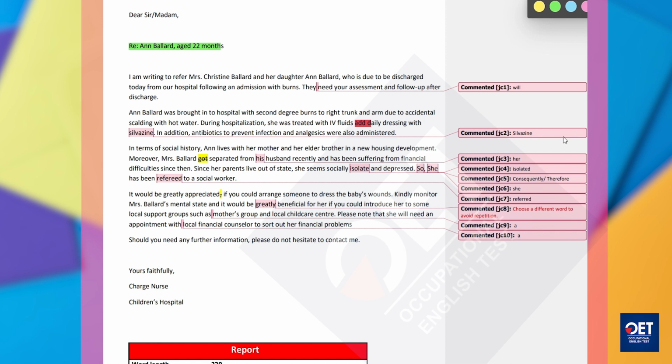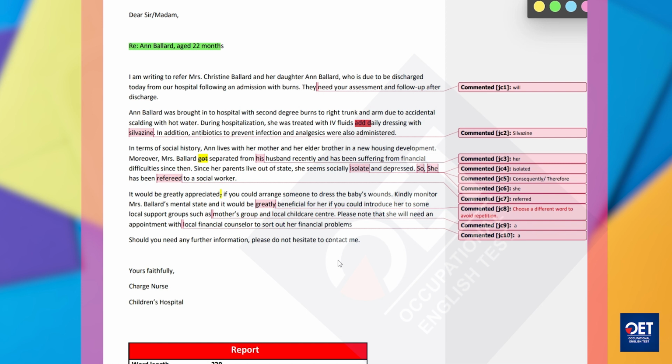Instead of that, we can write would be really beneficial for her if you could introduce her to some local support groups such as a mother's group and local child care center. Please note that she will need an appointment with a local financial counselor to sort out her financial problems. Then this line is always included in any letter: Should you need any further information, please do not hesitate to contact me. Yours faithfully, leave one line, child nurse, then your address, children's hospital.